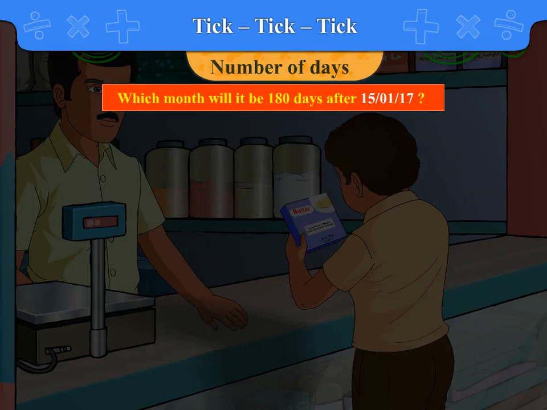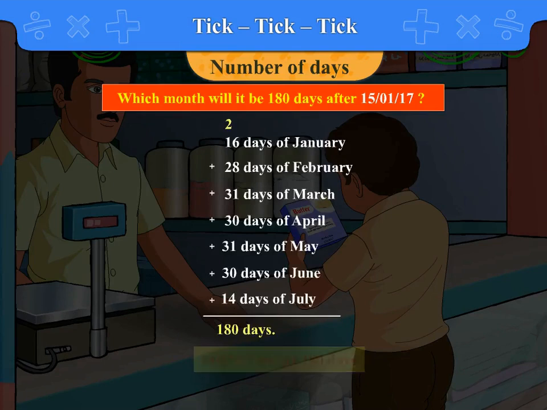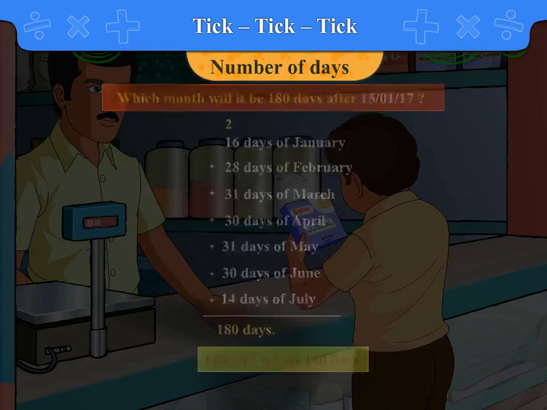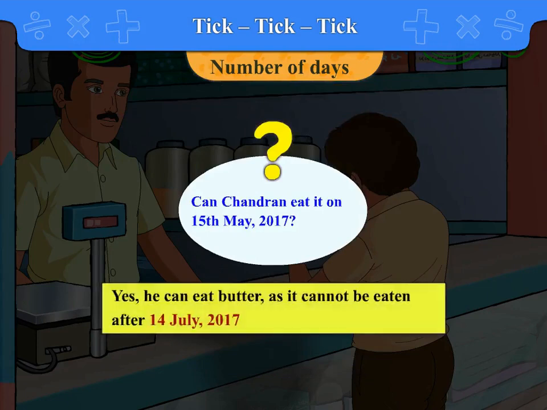Which month will it be? 180 days after 15/1/2017. 16 days of January, 28 days of February, 31 days of March, 30 days of April, 31 days of May, 30 days of June, 14 days of July. Adding all of them, we get 180 days. On 14/7/2017, we get 180 days. Can Chandran eat it on 15th May 2017? Yes, he can eat the butter, as it cannot be eaten after 14 July 2017.